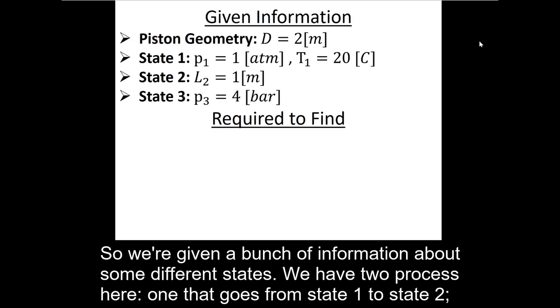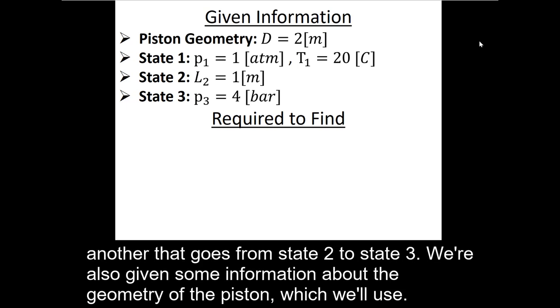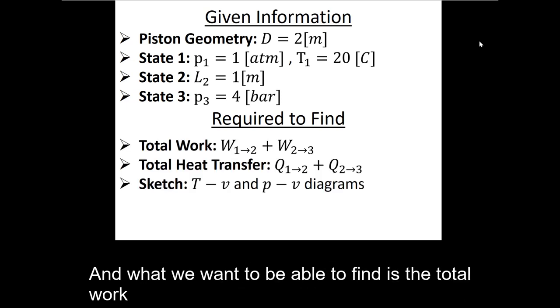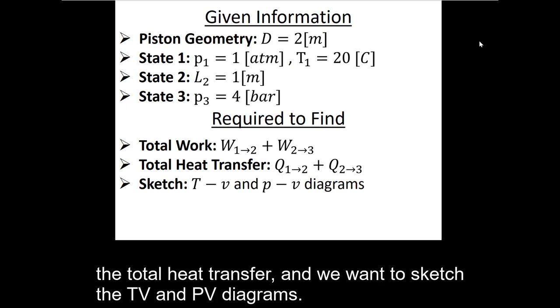So we're given a bunch of information about some different states. We have two processes here, one that goes from state 1 to state 2, another that goes from state 2 to state 3. We're also given some information about the geometry of the piston, which we'll use. And what we want to be able to find is the total work, the total heat transfer, and we want to sketch the TV and PV diagrams.